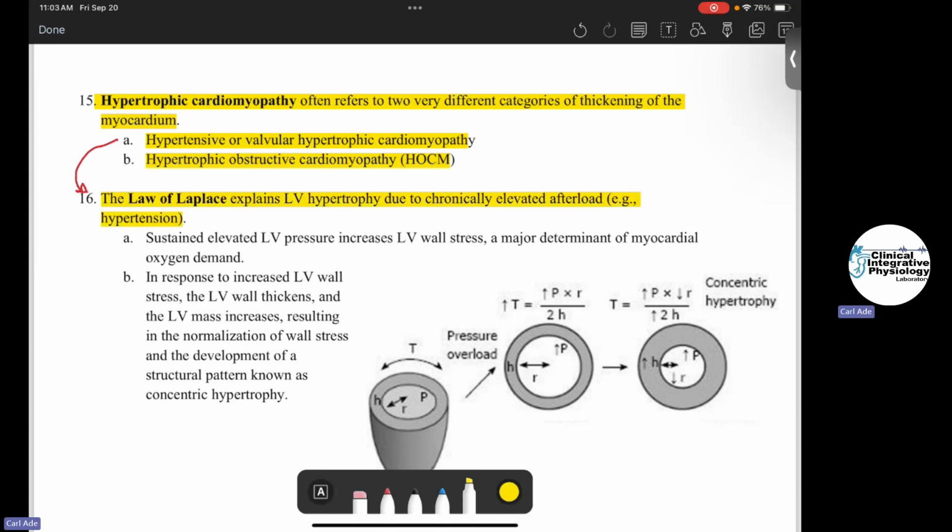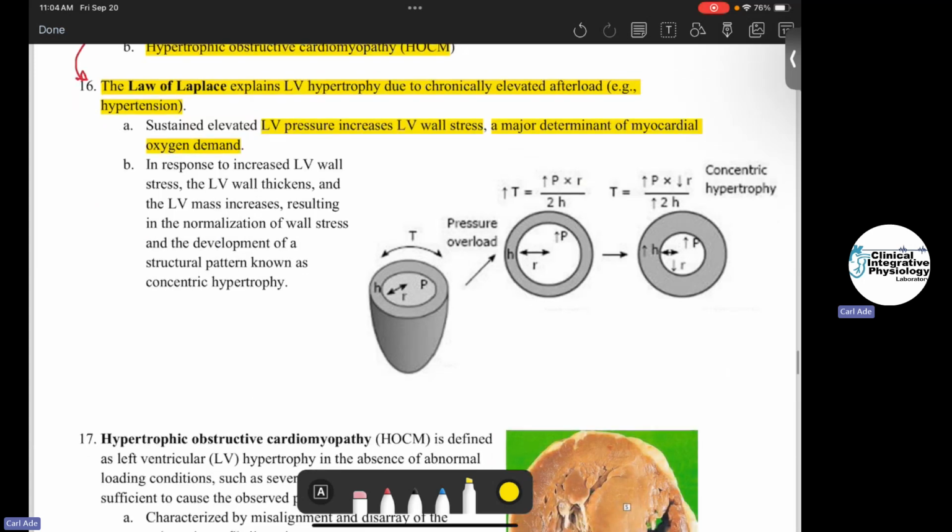If you've got chronically elevated afterload, remember that's the work that the heart has to go against. A classic example of this is hypertension, high blood pressure, as we mentioned. We have sustained elevated blood pressure. It means the heart has to generate these big increases in LV pressure. That puts a lot of stress on the wall, and if we put more stress, it needs more oxygen. So the heart is going to remodel in response to this.